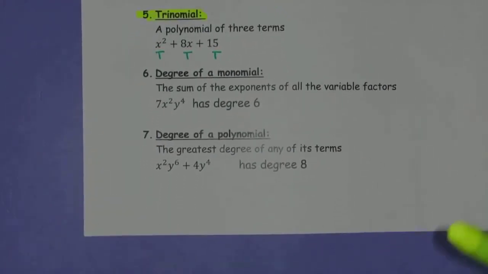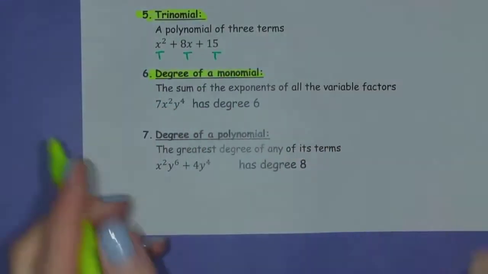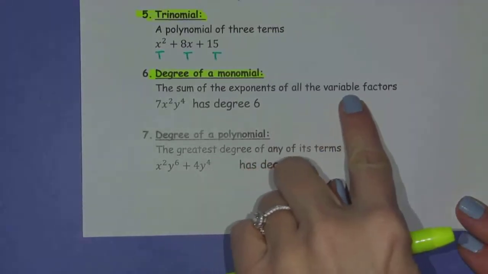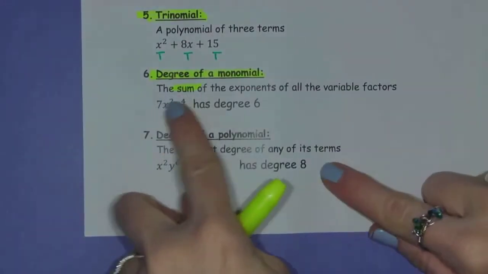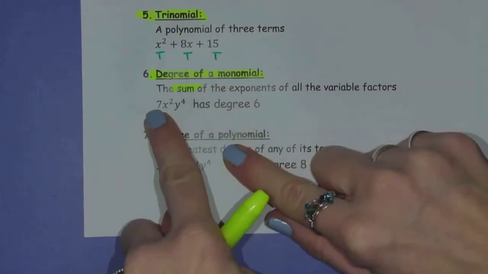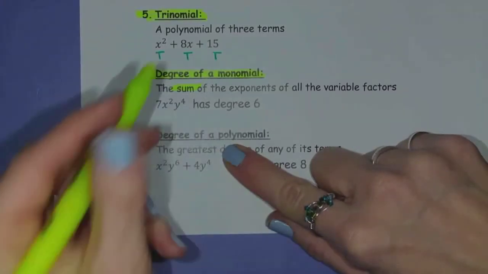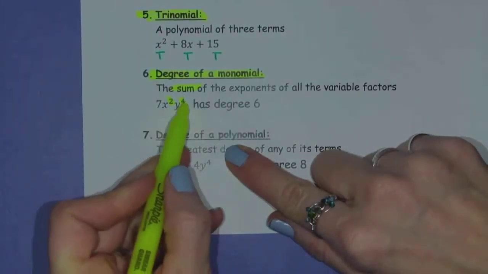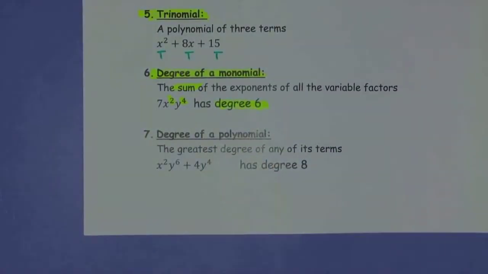2 to go. Degree. The degree of a monomial. Well, it says the sum of the exponents of all the variable factors. Sum means add up. The sum of the exponents of all your variables. So if we've got the monomial 7x squared y to the 4th, well, if you add up the exponent parts here, 2 plus 4 is 6, so this monomial has degree 6.